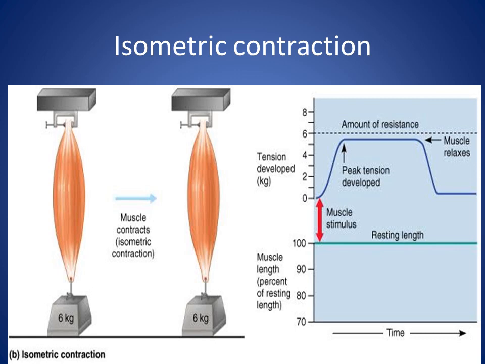In the graph you can see the muscle length is at 100, it is the same throughout the time. And the tension developed is from 0 to 6. But you can see here that the tension is not overcoming the amount of resistance. The tension is not overcoming the resistance, and then again muscle relaxes.